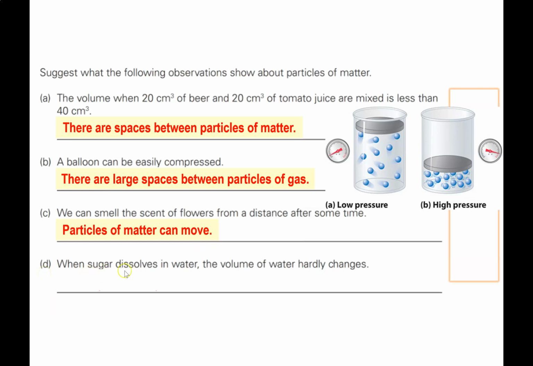D. When sugar dissolves in water, the volume of water hardly changes, even though sugar is added. This is similar to question A. There are spaces between particles of matter, and the water molecules and sugar molecules are able to fit into spaces between each other, making the total volume less than you would have expected.